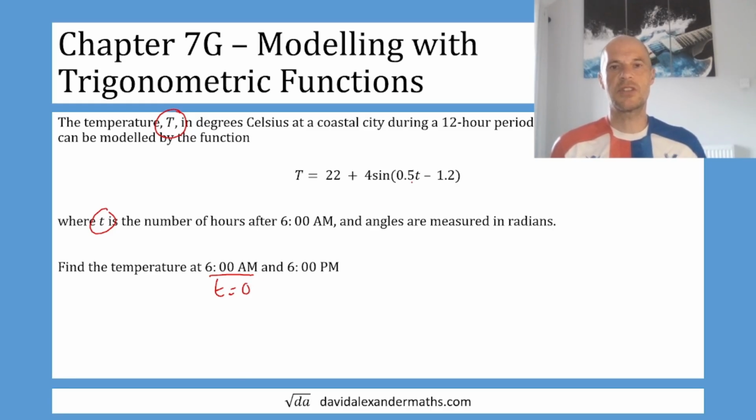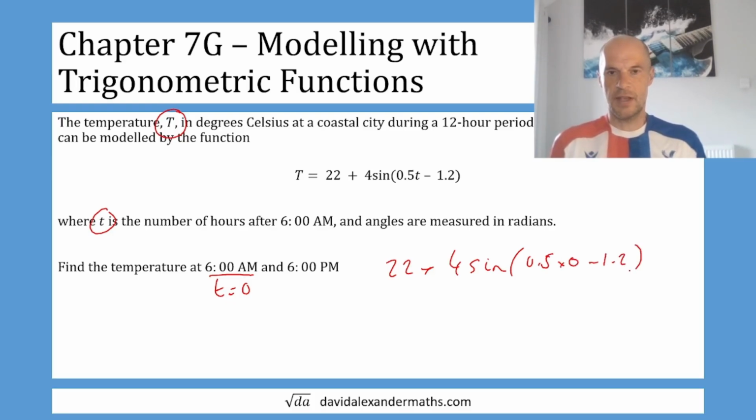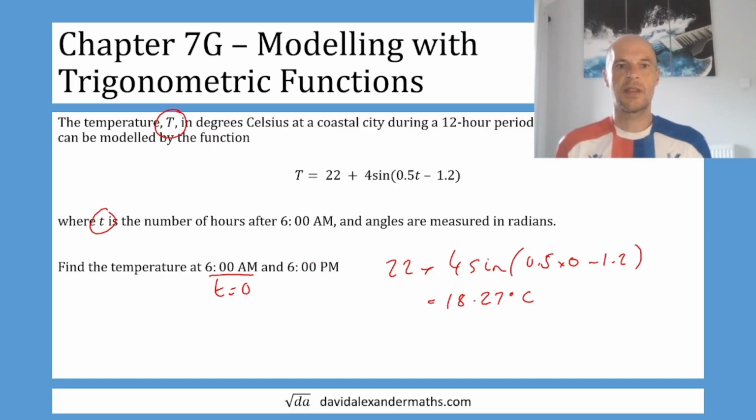So all I need to do is substitute, I just need to do 22 plus 4 times the sine of 0.5 times 0, take away 1.2, and 22 plus 4 times the sine of, 0.5 times 0 is 0, so that's just the sine of minus 1.2. Of course, worth double checking that you are in radians and not degrees, and that works out as 18.27 degrees Celsius. Okay, when at 6 p.m, then t is going to be 12, so it's a similar calculation.